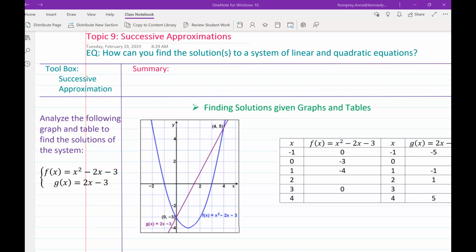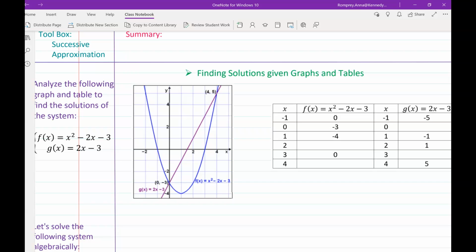All right, now let's look at our EQ and that'll make more sense. How can you find the solution or solutions to a system of a linear and a quadratic equation? Okay, so we're going to be comparing two different types now. It says, analyze the following graph and table to find the solutions of the system.